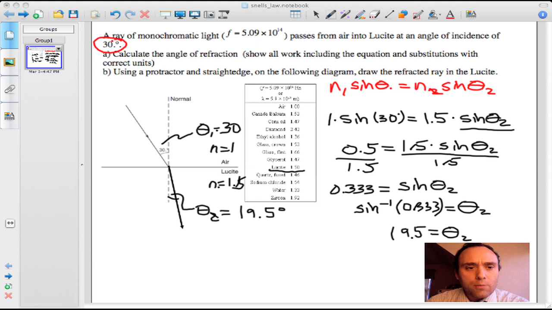That was part A. Part B simply is using a protractor and a straight edge in the following diagram. Draw that refracted ray. I didn't necessarily use a protractor to draw this. You just saw me draw it. So you have to be careful. You got to make sure that you line up your protractor such that that horizontal axis of the protractor is up along this normal. And when you measure that ray out, it should look something similar to that.